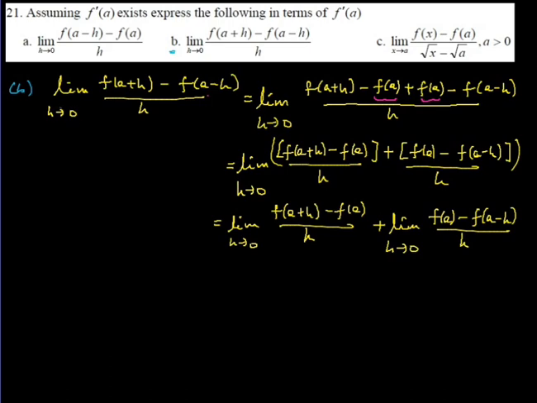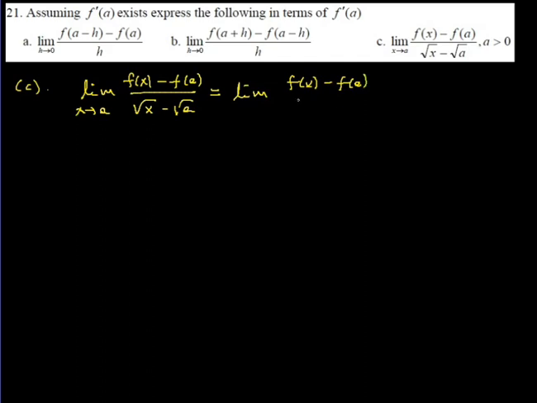Often the most common way of defining the derivative at a certain point a is this one, f derivative at a. There is also another way to define f derivative at a. This is also f derivative at a. You can verify it. So this is f prime at a, and the second term is also f derivative at a. So the result becomes 2 times f derivative at a.